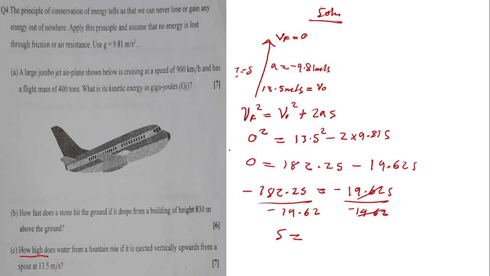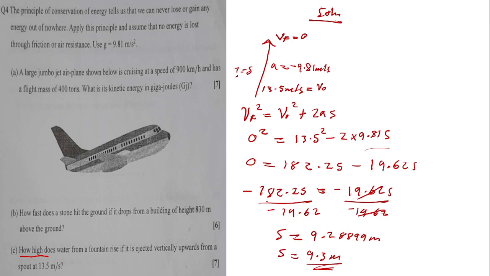what we have, which is 182.25 divided by 19.62. So this is simply giving us something like 9.2888, so 9.28899 meters, and when rounded off, this will simply be 9.3 meters, like that. So this is how the final answer was.